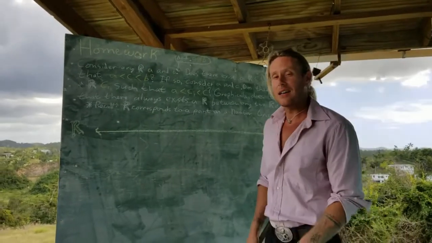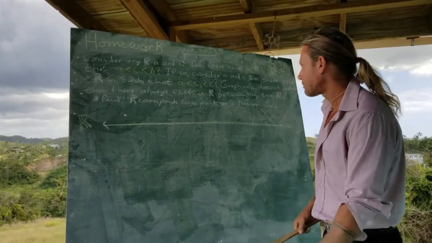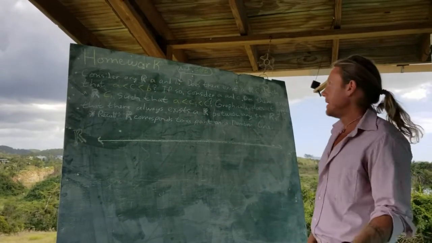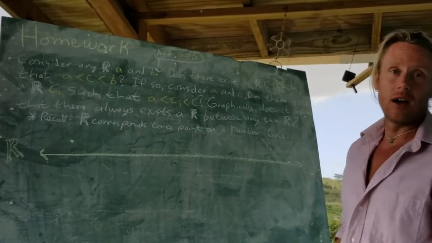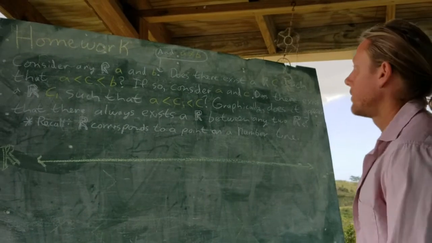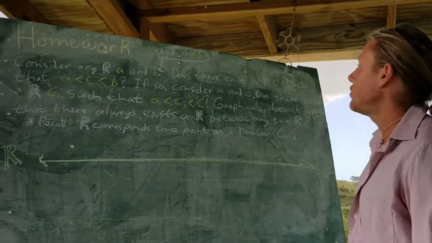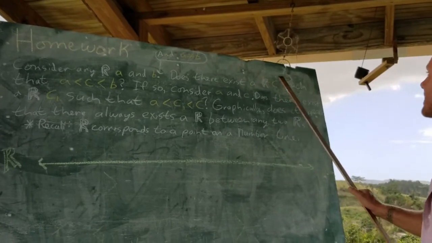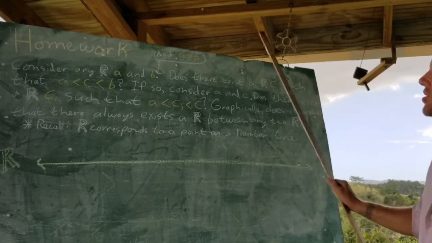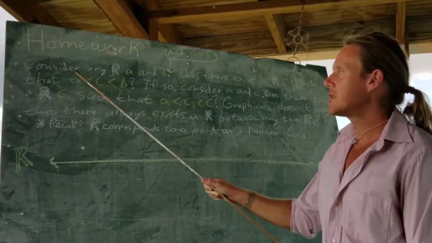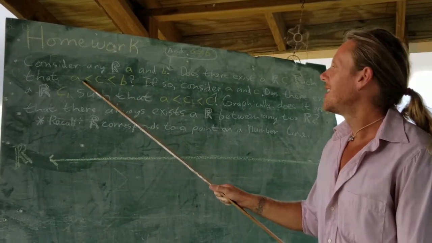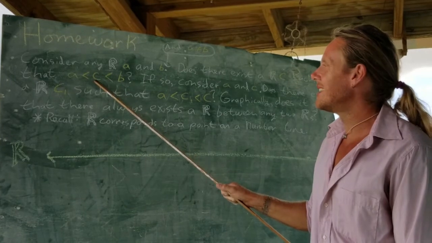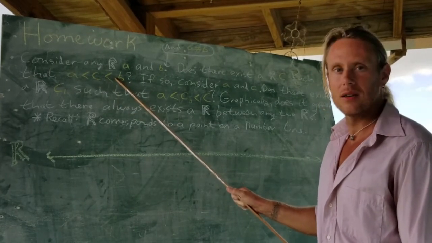All right, last task of the day. I think this is a fun one. Consider any real numbers a and b, and a is not equal to b. So you have two real numbers, a and b, any that you choose. Does there exist a real number c such that, and I hope you had fun deciphering this if you're unfamiliar with it, a is less than c and c is less than b?